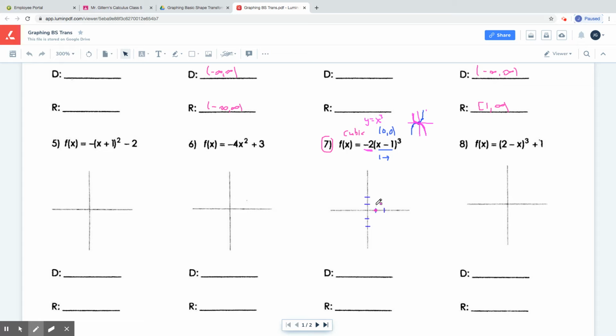So here I'm going to go up 2. And the reason I'm going to the left is because it's a negative. I go down 2 to the right 1. It's almost like when you're doing negative slope. All right. And then you just have to graph your S curve. All right, something along those lines.